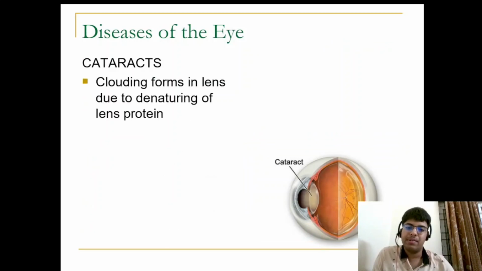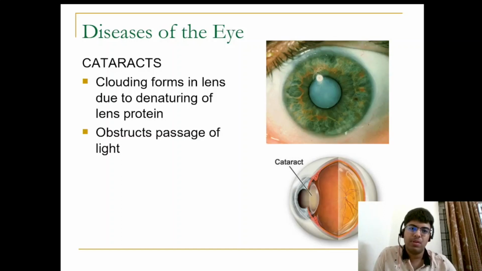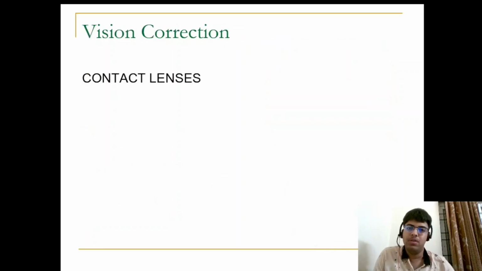Next is cataracts. Cataracts is the clouding of the lens due to denaturing of the lens protein. Meaning, due to some change in the protein, we have cloud formations near the lenses of the eyes. Now here is how it looks. This is the most severe case. It obstructs the passage of light, making the light unable to enter the eye. It can also be caused by aging, chronic exposure to UV rays, or trauma as well. It can be easily removed by surgery.